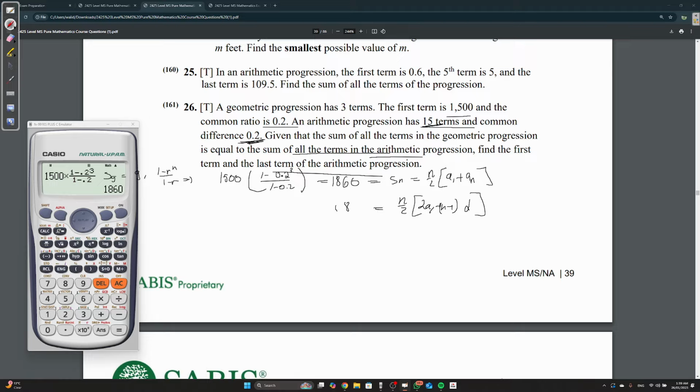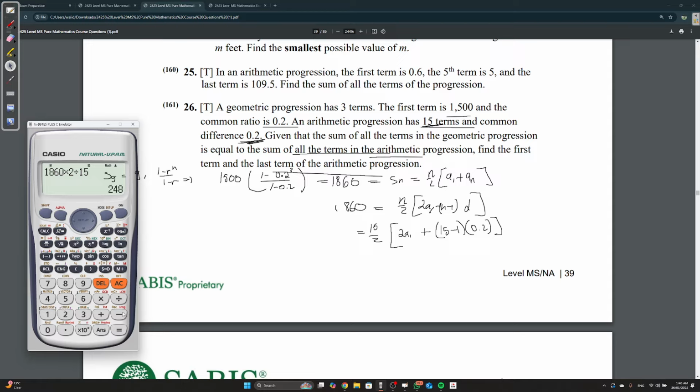So we know it's equal to 1860. We know it's 15 terms, so 15 over 2, times 2a1, we don't know what a1 is, plus n minus 1 d, 15 minus 1, times 0.2. Obviously we can find what a1 is equal to. So 1860 is equal to this, you can solve it on your calculator, whatever you want.